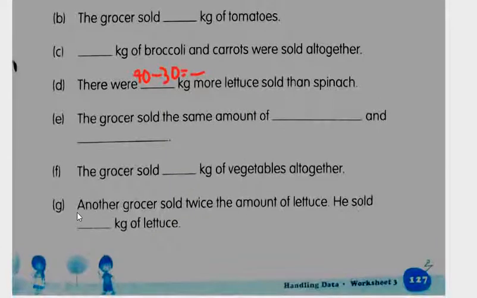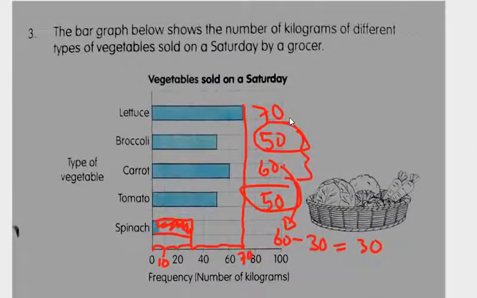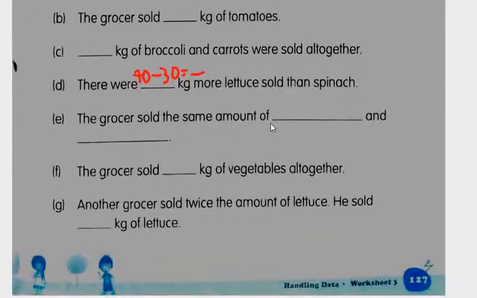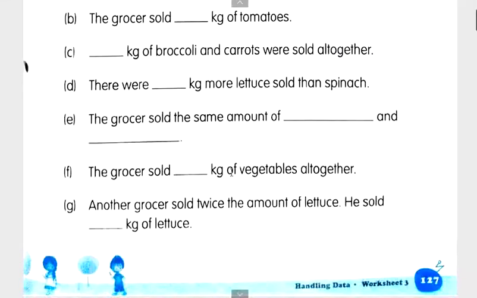Question G. Another grocer sold twice the amount of lettuce. Twice the amount of lettuce. Okay, what is double 70? Lettuce is 70, right? And it is twice the amount of the lettuce. So it means double 70, or 70 plus 70, or 70 times 2. It's the same. That will give you the same answer. Alright? So let's proceed to the next page.